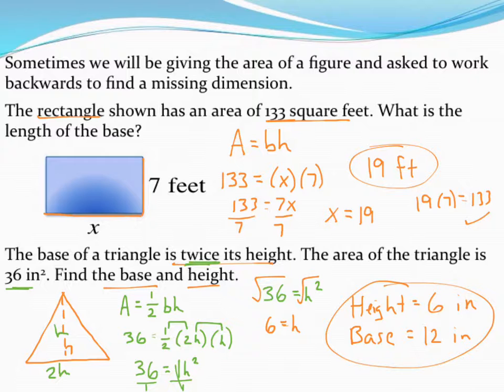So those should be my two missing dimensions, and once again, these are really easy to check. Just do 1/2 times 6 times 12, and make sure that does equal 36, the area they gave you. And in this case it will check out.